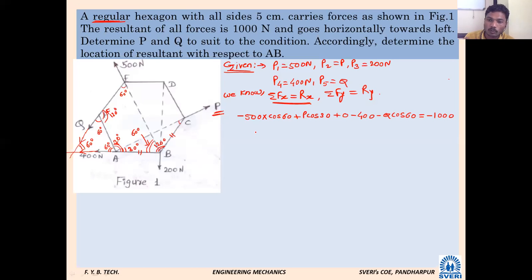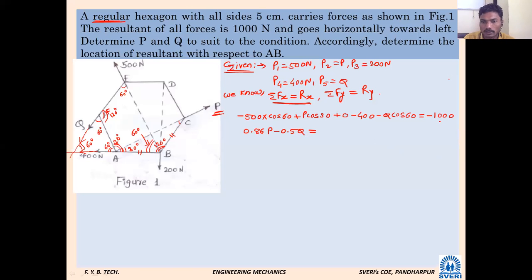Take the calculator. How much is cos 30? Are you with me? I want the value of cos 30. 0.86. Now the value of cos 60. I think half. Yes, half, 0.5.